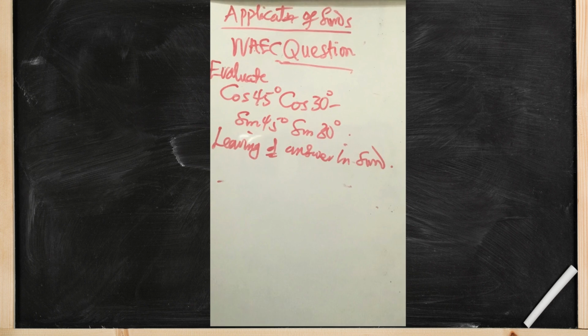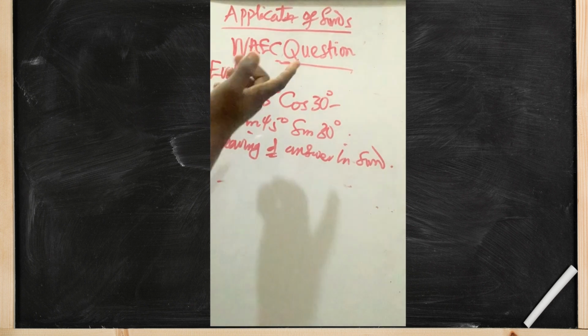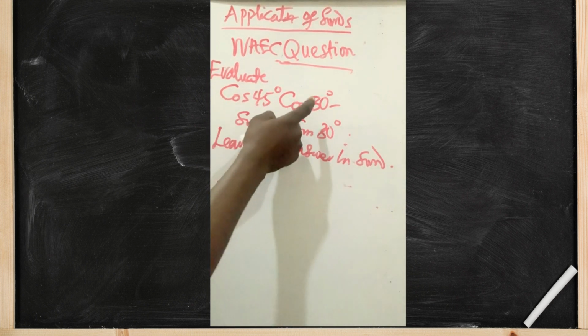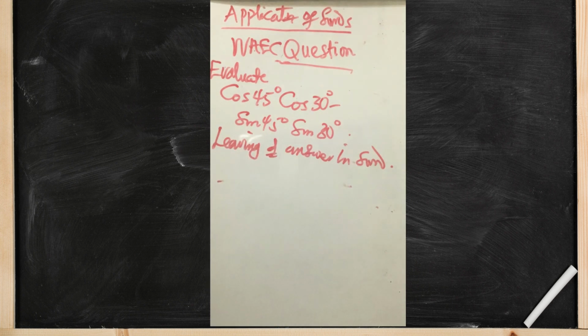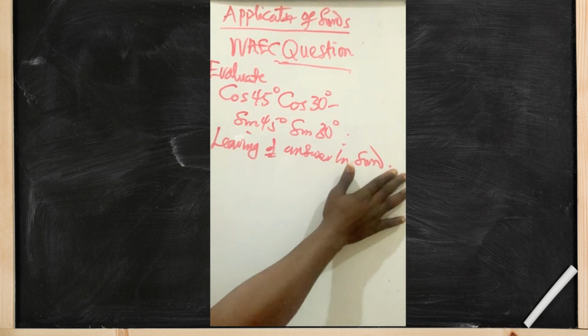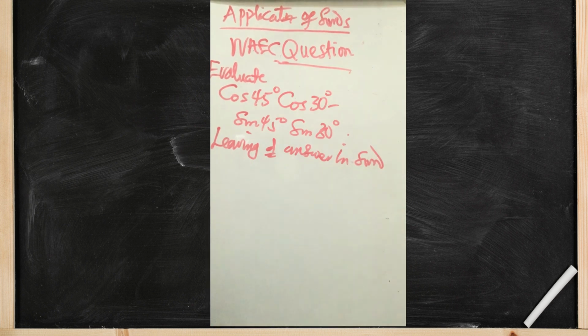Just to quickly solve this question, it says: cos45 cos30 minus sin45 sin30. We should evaluate it and leave our answer in surd form. They already told us that they are not expecting us to use a calculator to solve this, but there are two things that are very important for you to note, which you must have had an understanding of before now.